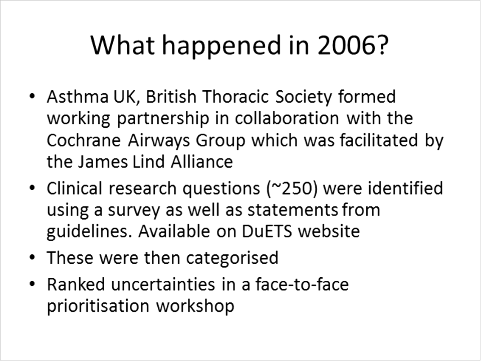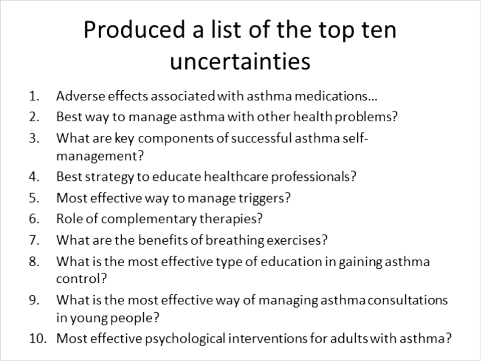These questions were then categorised into uncertainties, and the uncertainties were ranked in a face-to-face prioritisation exercise. The ranking produced a list of the top 10 uncertainties, and you can see here the top 10 research questions. Having a look at these questions, you'll see that some are suitable for systematic reviews and some need some work. Some could be broken down into a series of systematic reviews.